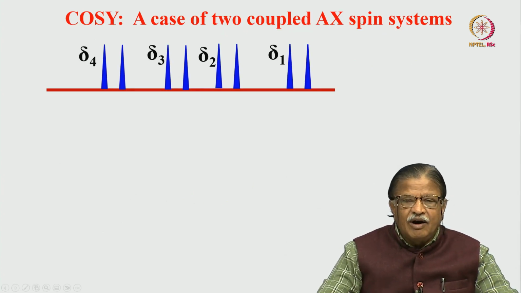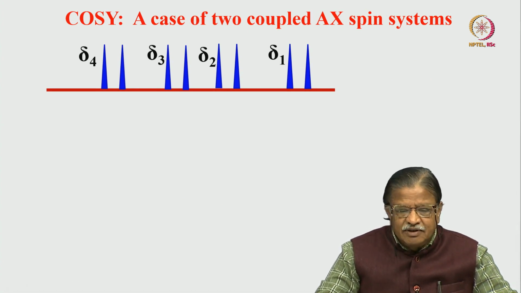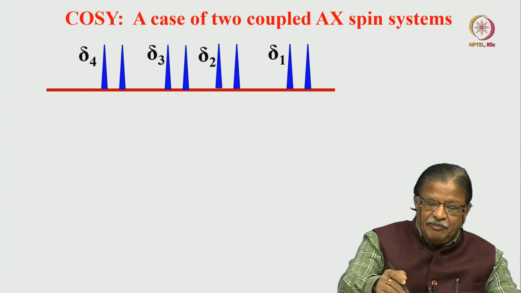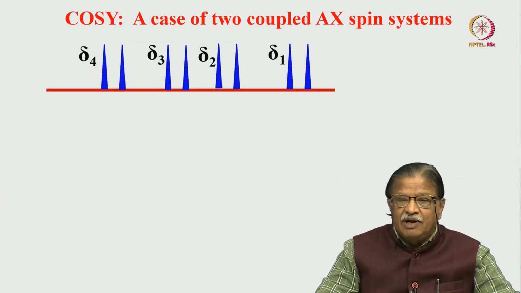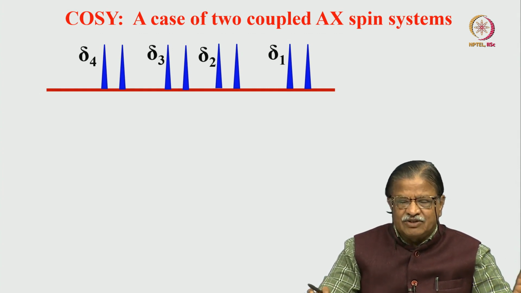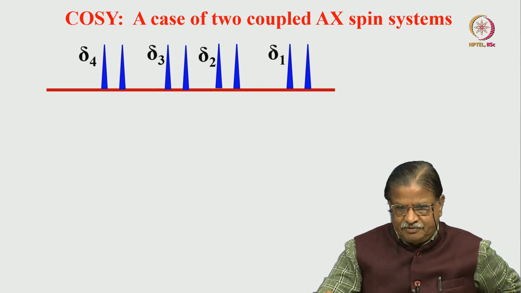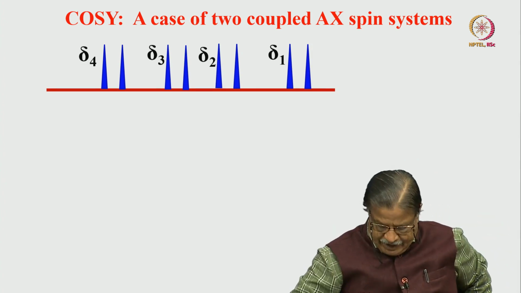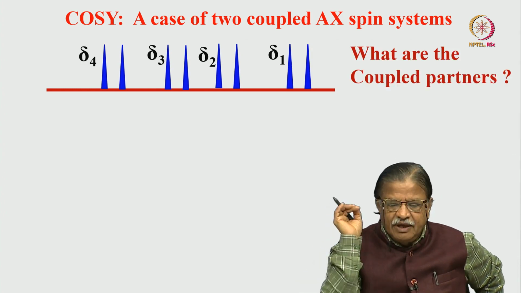Now our challenge is to identify which are the coupled partners, which 2 peaks, or 4 peaks, are coming from 2 different protons of one molecule. The question is very clear. The challenge is to identify the 4 peaks pertaining to each molecule. If I identify the 4 peaks, I know the 2 chemical shifts. How do you identify that?